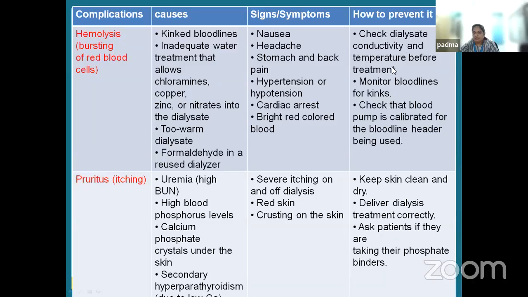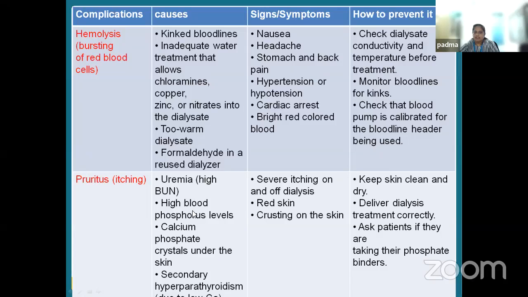And how to manage it is: check dialysate conductivity and temperature before the treatment, monitor blood lines for kinks, and check that the blood pump is calibrated for the blood line header being used. If you don't set the blood pump in a normal way, sometimes the blood pumping also may cause hemolysis of the blood.